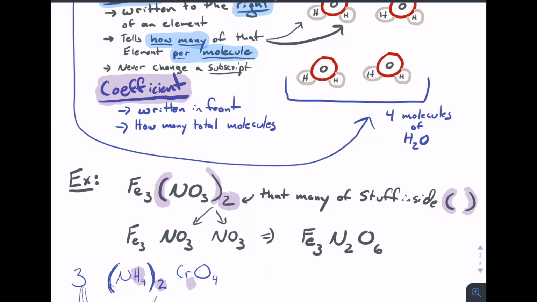If you end up seeing something with parentheses, the subscript behind the parentheses just tells you how many of the things inside the parentheses there are. So in our example here, there's a little 2, so that means there's 2 of whatever's inside the parentheses, the NO3s. That's it.